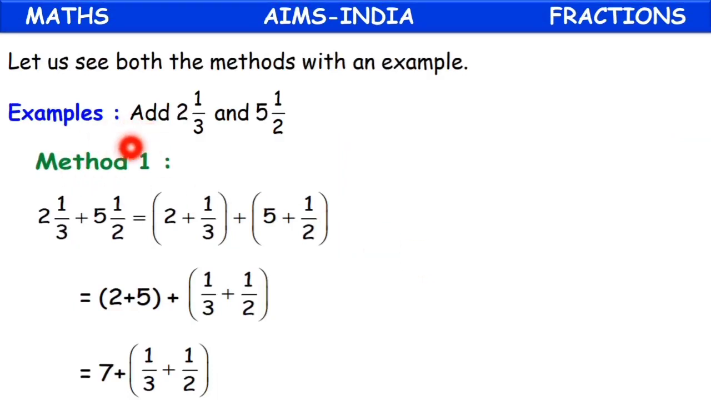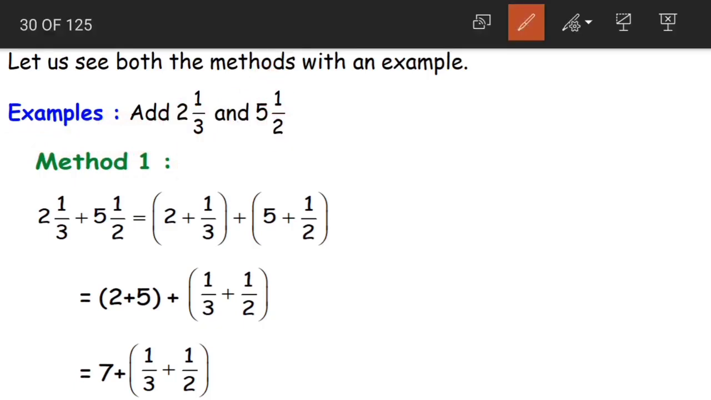See, let me explain here. What is the first example? 2 1 by 3 and 5 1 by 2. As we have discussed, a mixed fraction has both a whole number part and a fraction part. Yes, it has a whole number and a proper fraction.